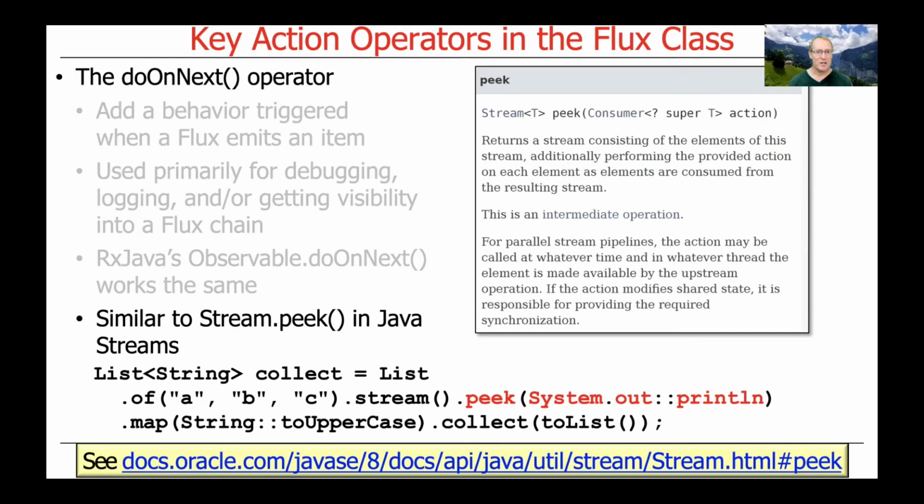And in particular, here's a simple example that shows how we could use this. We create a list of 3 strings, A, B, and C. We convert that list of strings into a stream of strings, and then we use the peek method in order to print out the value of each of the strings before we then use the map operator to convert the strings to uppercase and then collect them into a list that's returned by the collect terminal operation.